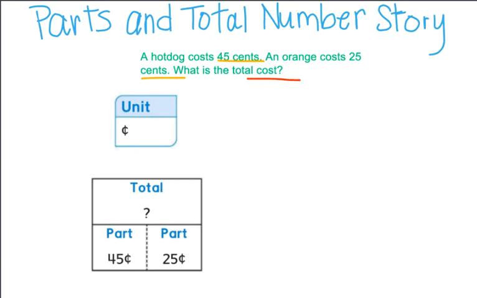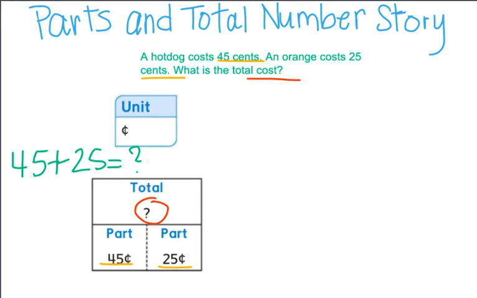Here is our parts and total diagram. The diagram is a good way to organize the information from a parts and total number story. The cost of a hot dog is one part of the total cost, and the cost of an orange is the other part. So we have 45 cents and 25 cents in the two part boxes. The total cost, well, that is unknown. So we have a question mark in the total box. And we can have a number model if we'd like right here. 45 plus 25 equals question mark. There's our number model. 45 cents plus 25 cents equals question mark.